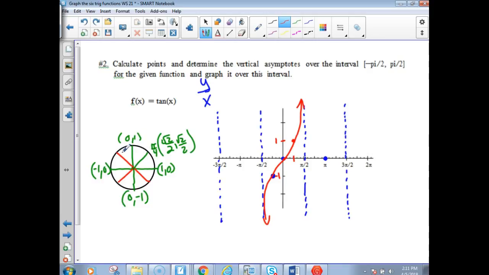Then if you went past pi over 2, is the tangent positive or negative? All students, it's negative in quadrant 2. So it must be coming from down here. And then in quadrant 3, all students take, tangent is positive, so it's coming up.